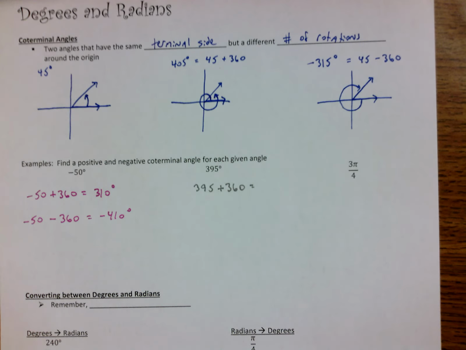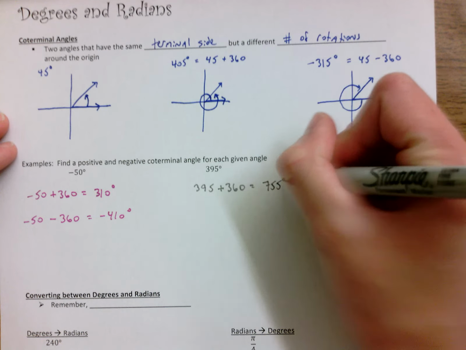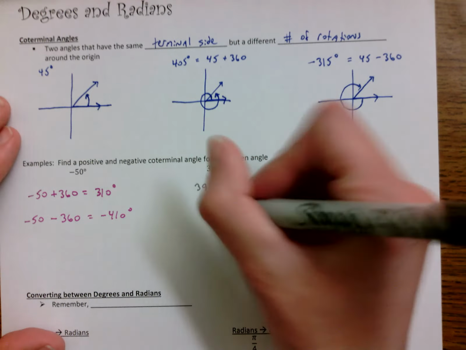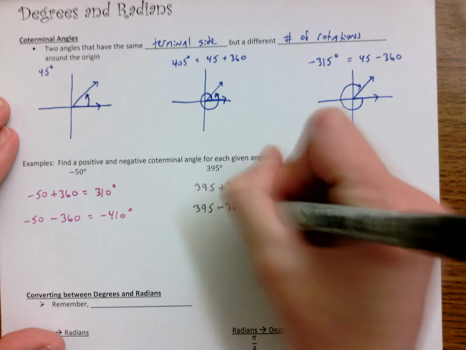All right, and then 395 plus 360, that is 755. So a 755 degree angle is kind of big, right? But there you go, that's coterminal. All right, now if I want my negative one, I want to go in the negative direction. So I'm going to subtract 360.